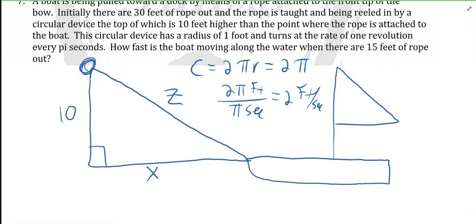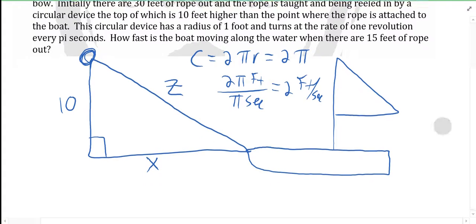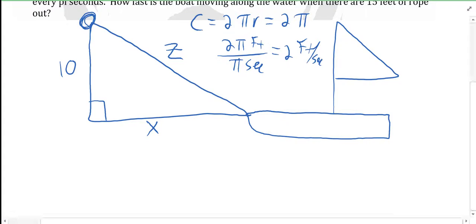Of Z. It's of Z, but it has to be negative because Z is getting smaller because it's pulling the rope in. Okay? Guys, in a typical problem, I'll just give you that. I'll say, hey, it's pulling it in 2 feet per second. All right? So hopefully at this point, you guys know how to handle this because we know how fast Z is changing, negative 2 feet per second, and we want to know how fast X is changing.